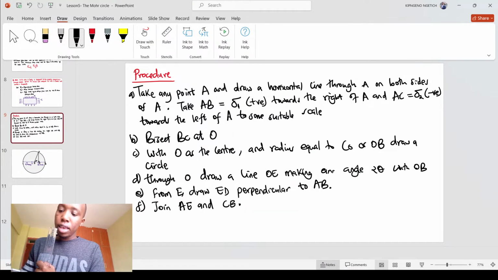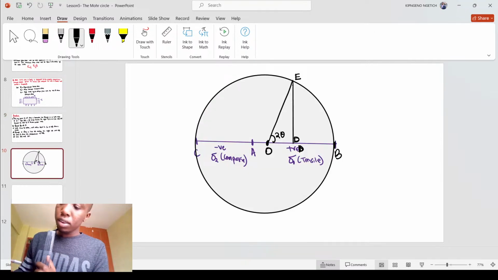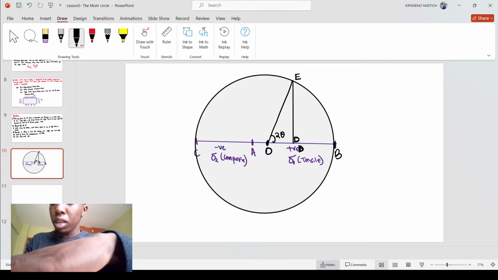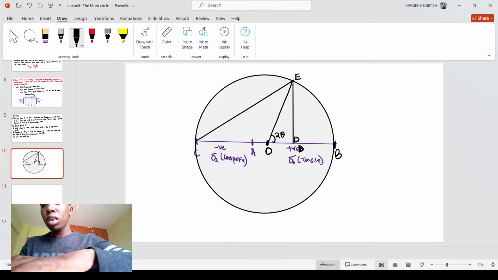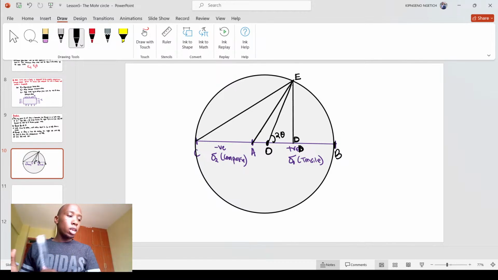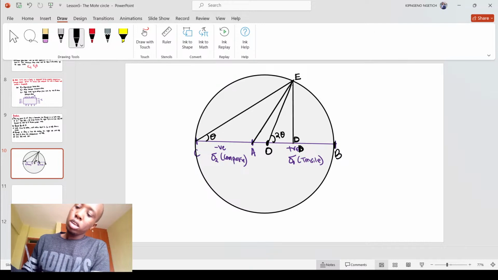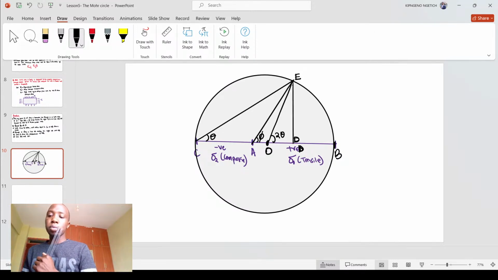The next thing is join AE and CE. So it will be this AE and CE. Join AE and CE. This will be your theta. This will be your angle of obliquity. Very good, very good.